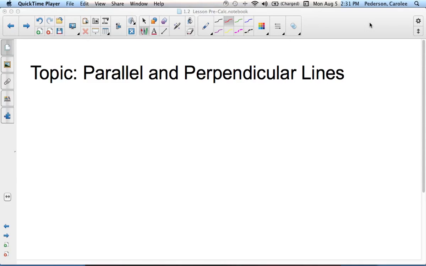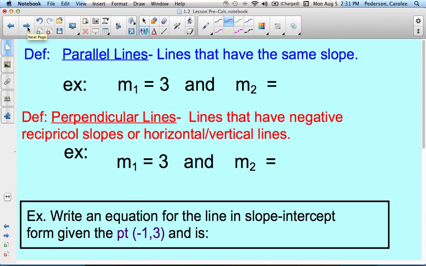This video focuses on parallel and perpendicular lines. The definition of two parallel lines is they must have the exact same slope. So if I give you an equation that has a slope of 3, then the other equation for it to be parallel must also be 3.